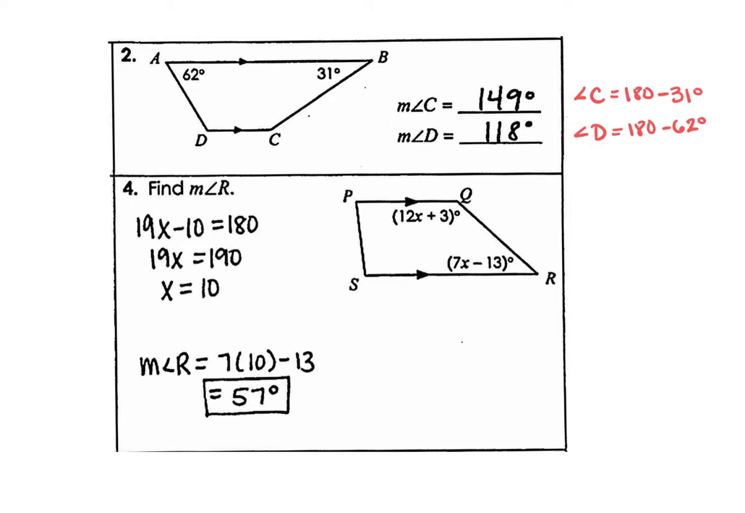You're not finished though, because it asks for the actual angle measure. So you need to take 10 and plug it into R. 7 times 10 minus 13, that angle measure was 57 degrees.